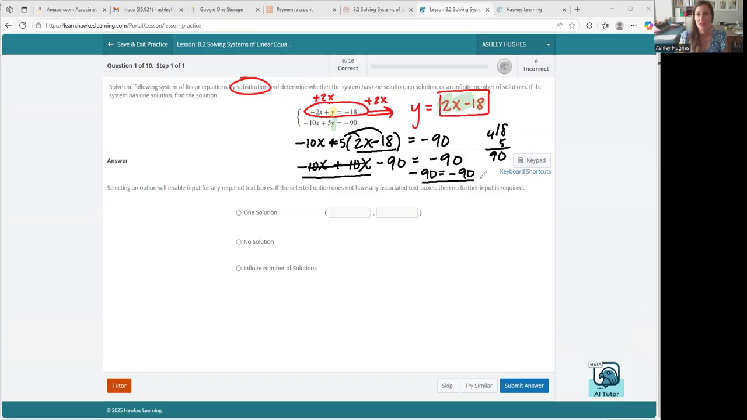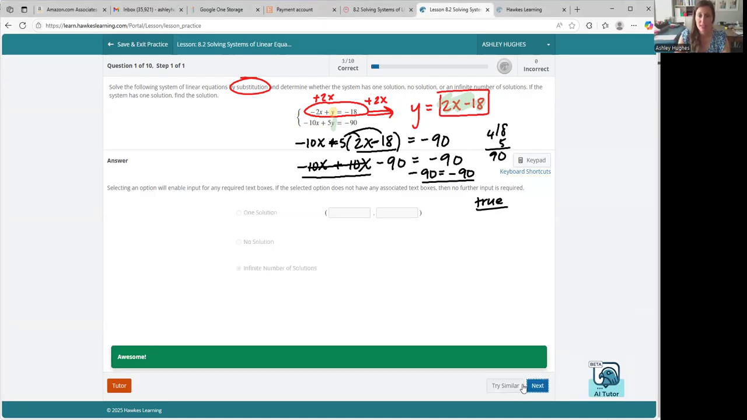This is kind of an odd example because I don't get a solution where it's like x equals whatever. But I did get a true statement. Negative 90 is always equal to negative 90. And so because of that, we're going to choose that it's an infinite number of solutions. So I'm going to click this and say submit answer.